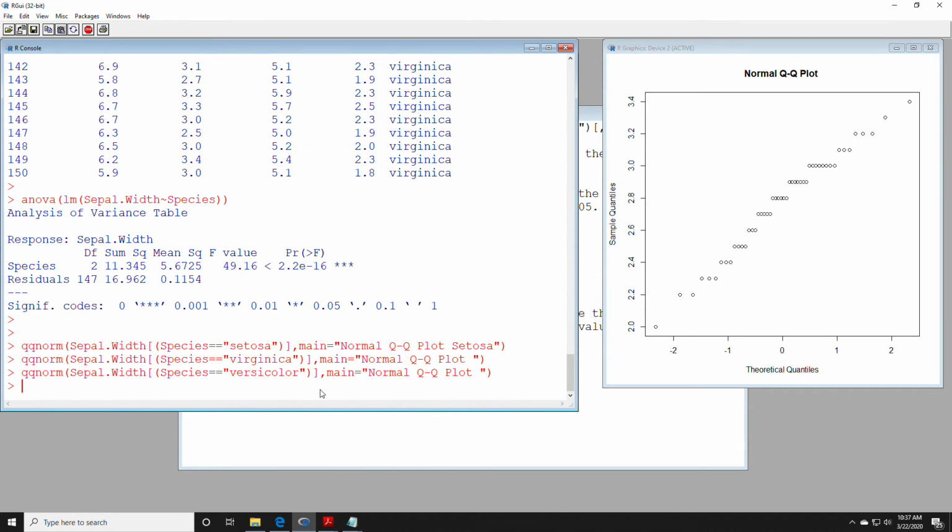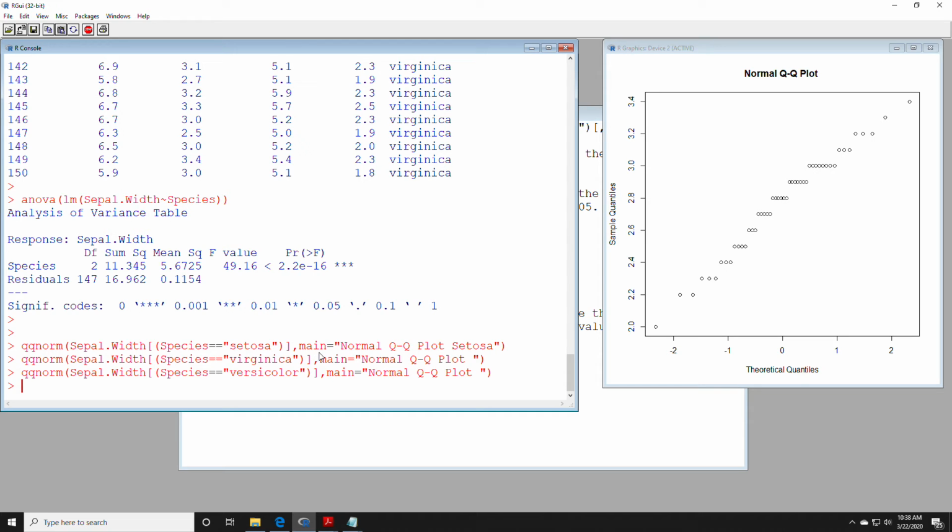Versicolor. Again, looks pretty good. Right, so that would be 3 graphs, 3 different QQ plots, 1 for each species of flower, right? And each one of those looked like it had a fairly straight 45-degree line. And so the normality looks good for each of these 3 populations.